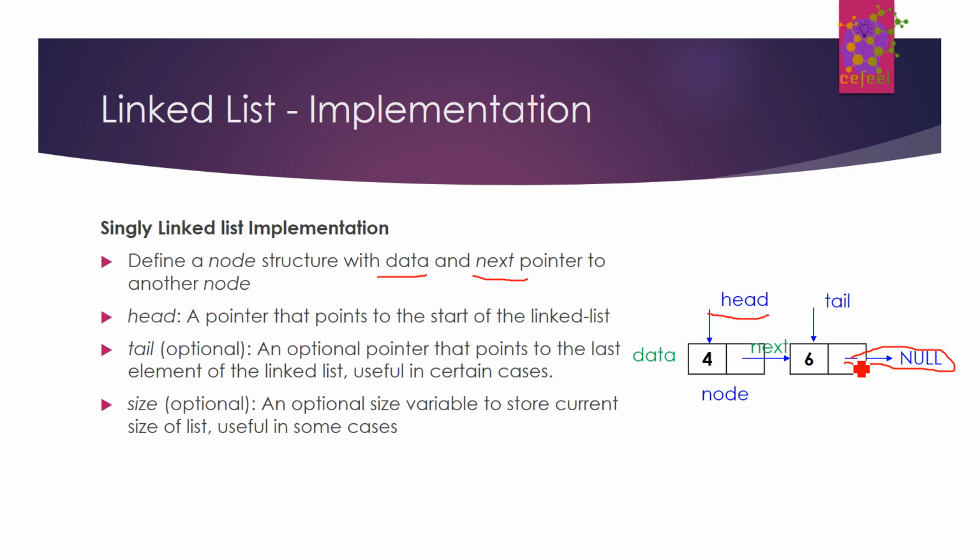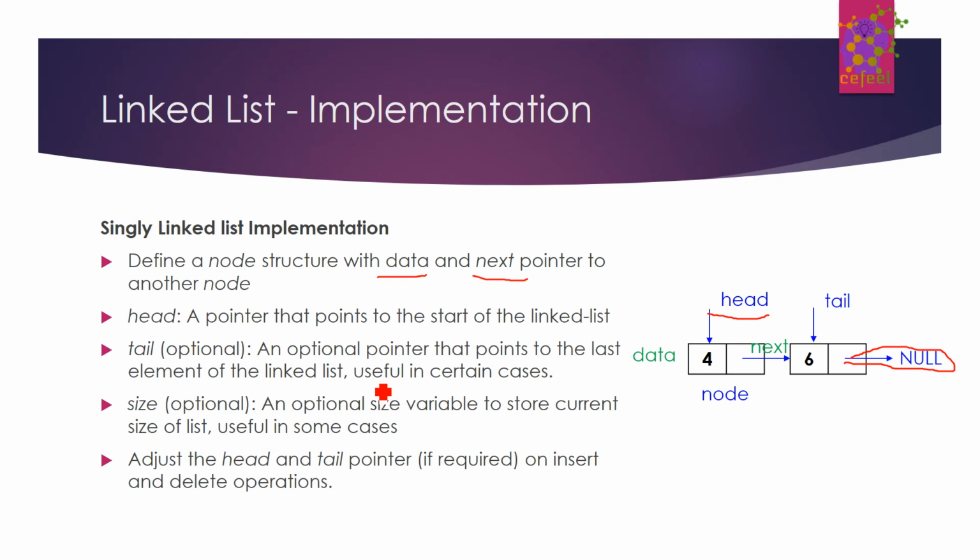And we can also have a size variable or a size member in the linked list, which indicates the current size of the linked list. Sometimes it becomes useful. Similarly, the tail pointer is also sometimes useful, because if you want to insert an element at the end, it becomes very easy if we have a tail pointer. Okay, cool. So that was a general idea of the linked list implementation.